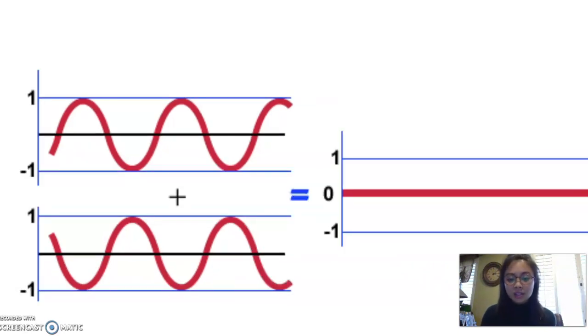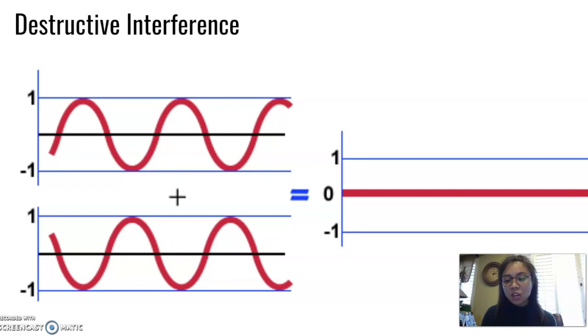Now let's go ahead and look at the second example here. First, let's identify the type of interference that we have. Since the displacements are in opposite directions at any given time, so over here we have a crest. If we go down below, we have a trough. The bottom one has a crest, where the top one has a trough. We have an example of destructive interference.